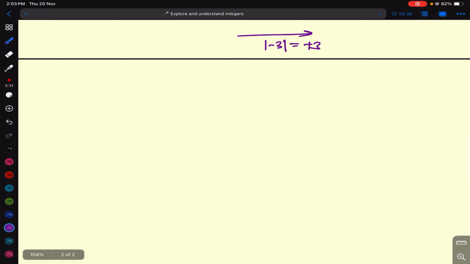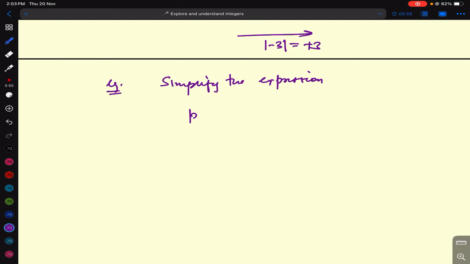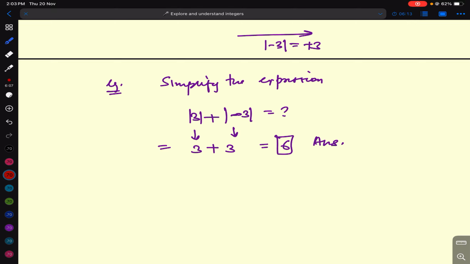Next we are going to see how to deal with expressions wherein the addition of two absolute values is involved. The example here is, let's say we have to simplify the expression: absolute value of 3 plus absolute value of -3. What is going to be the value? As we know, the positive remains positive, but the negative is also turned to positive. So 3 plus 3 would be 6. In this case your answer is going to be 6. I hope that's clear.